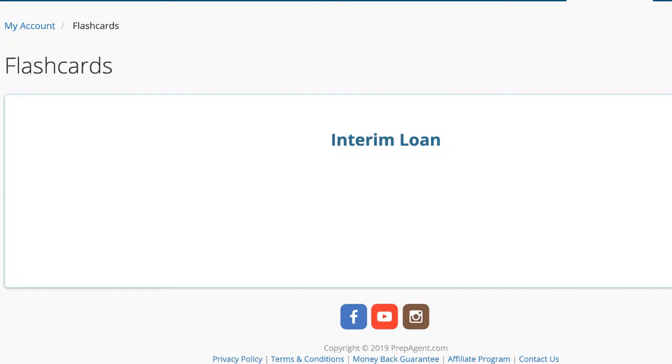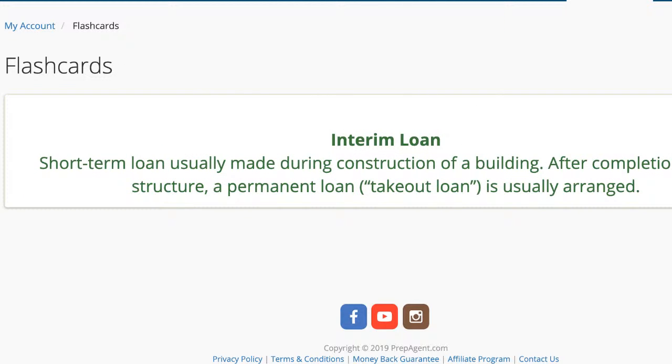Interim loan. What is an interim loan? An interim loan is a short-term loan. Good. And after it's paid off, it converts to a takeout loan, which is a long-term loan. So this is usually used for construction, when you get these short-term loans, so they're there while the property's being built.